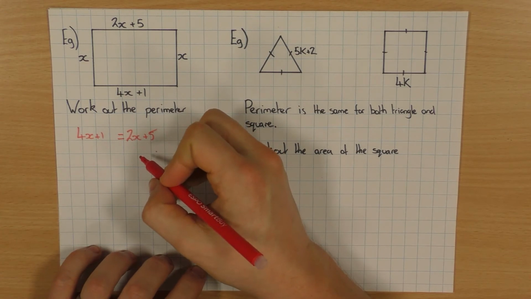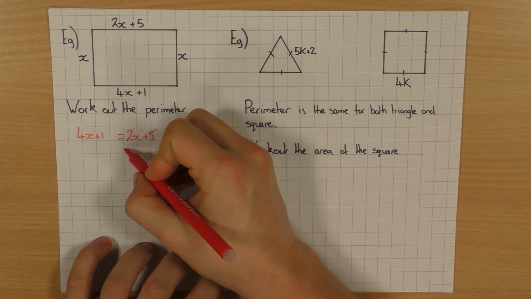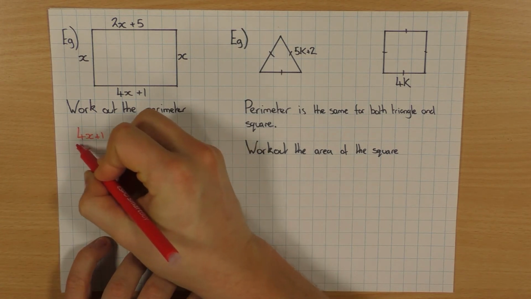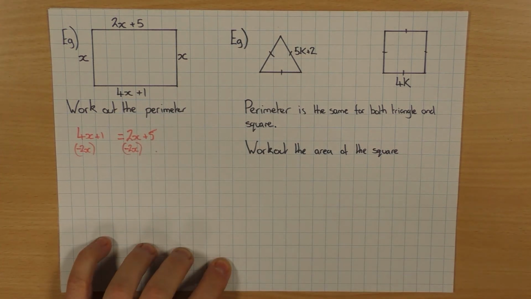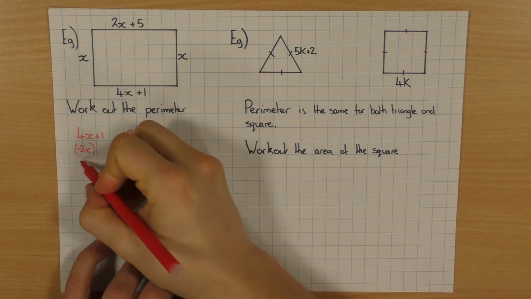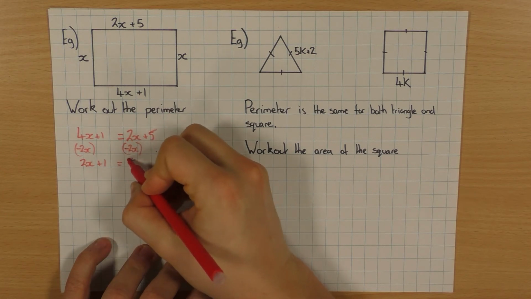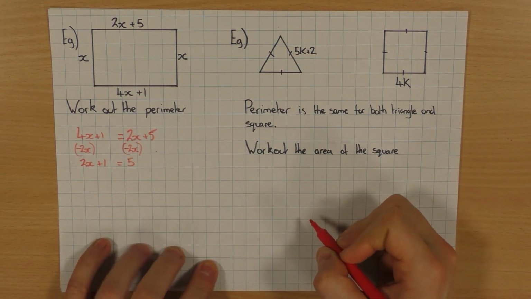So whether you're doing balance method or the flowchart, the first step is the same. We remove the smallest x. In this case, the smallest x is the 2x. So I do the opposite and take away 2x on both sides. That leaves me with 2x plus 1 on this side and 5 on this side.